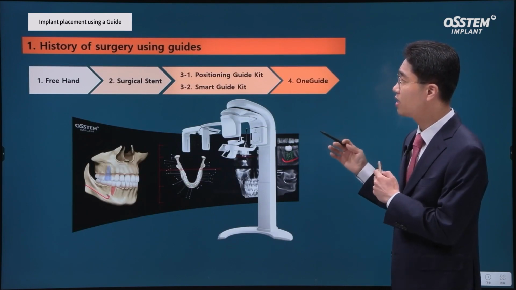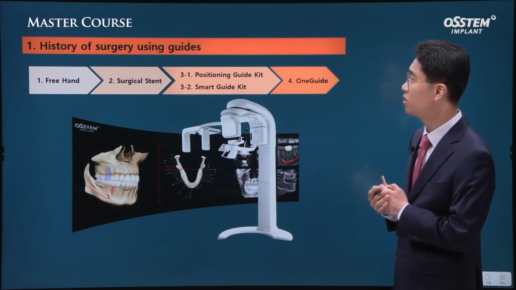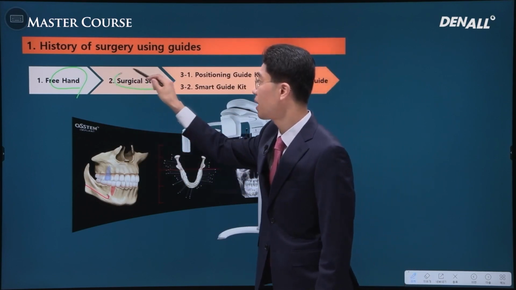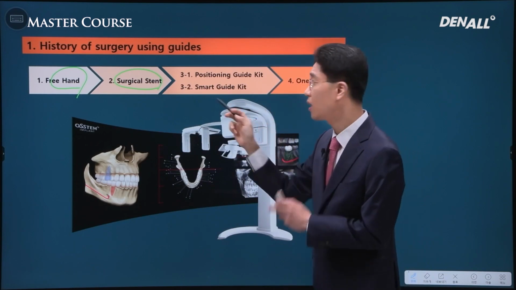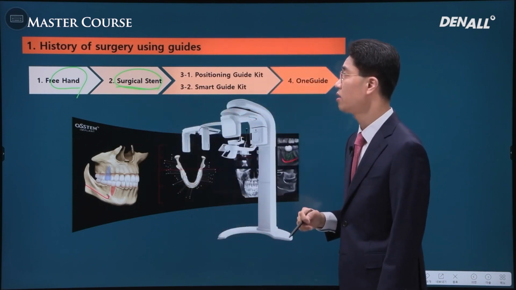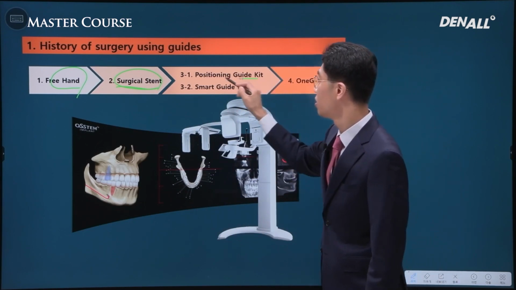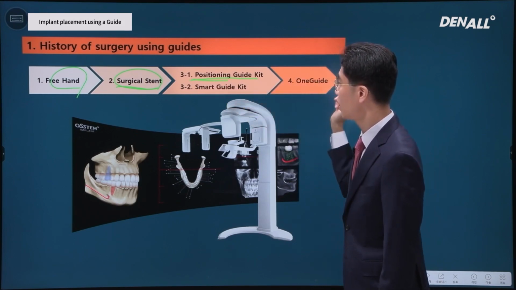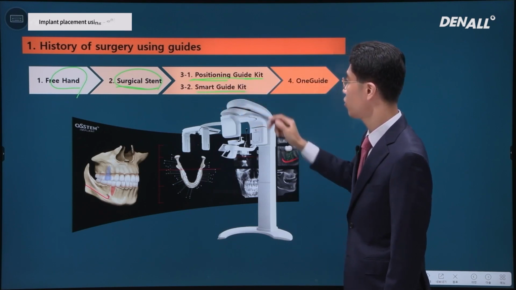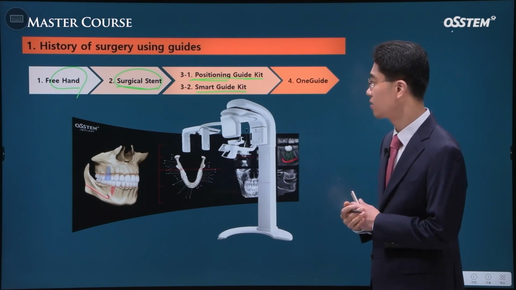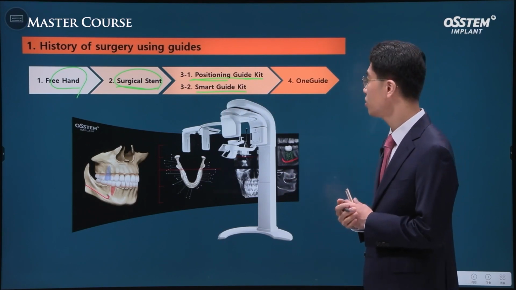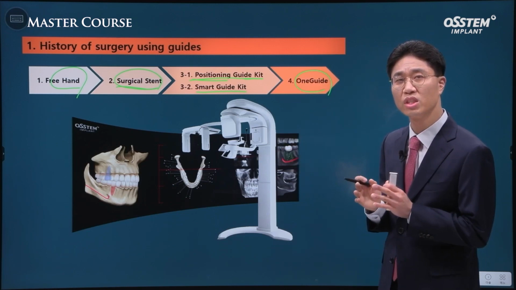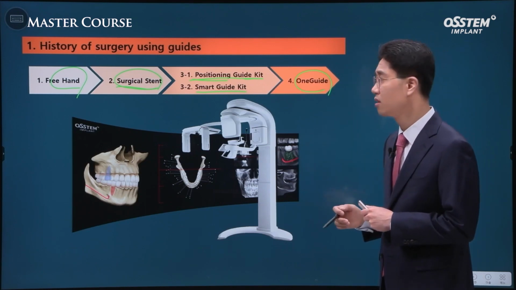When you use the guide, let's look at how digital guide has developed. In the past, we used to place implants freehand. This is not digital guide, but the surgical stent made with analog method was used for implant surgery. An image is going to be shown later, and positioning guide kit and smart guide kit, which is not as elaborate as CT guide kit, were used at some point. Ultimately, digital guide using CT information such as one guide was introduced. So digital guide has developed as shown.